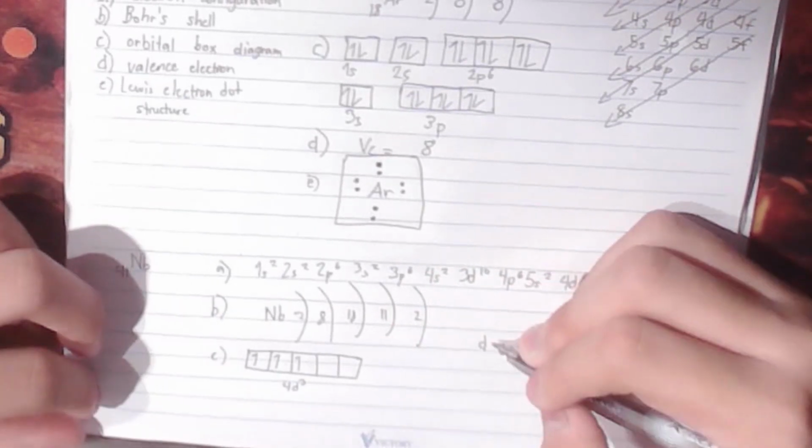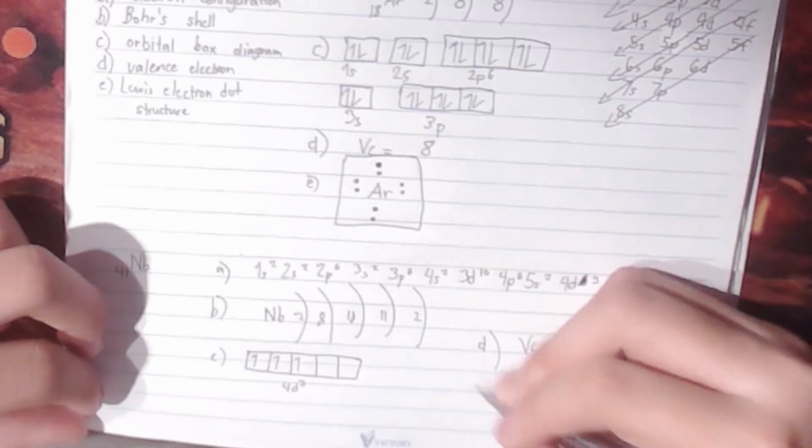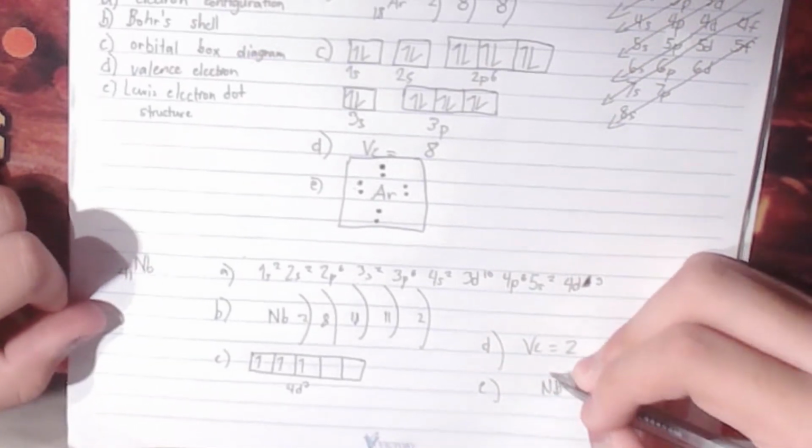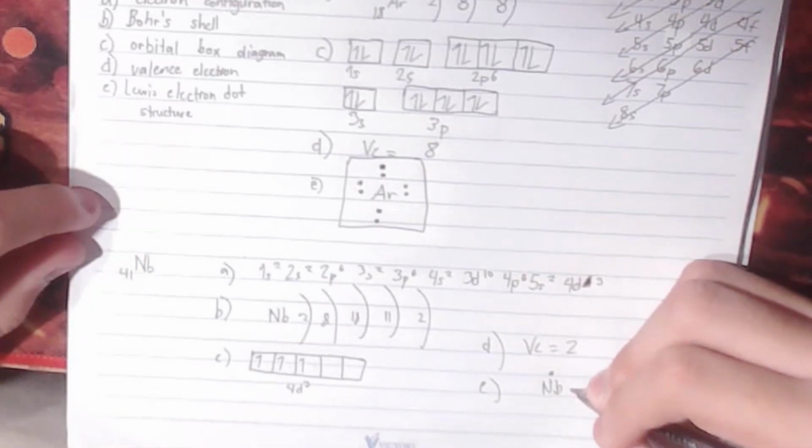Now let's check the valence electrons from here. VE equals 2, and now let's just mark the Lewis electron dot structure. That is all.